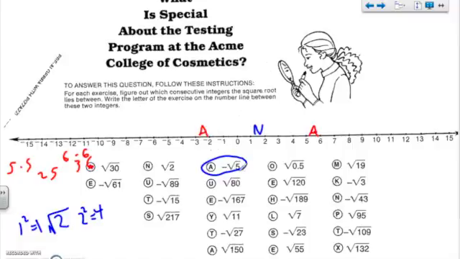And you're going to continue this out, and that will help you solve the riddle as to what is so special about the testing program at the Acme College of Cosmetics. Good luck figuring out the riddle, and good luck with estimating these radicals.